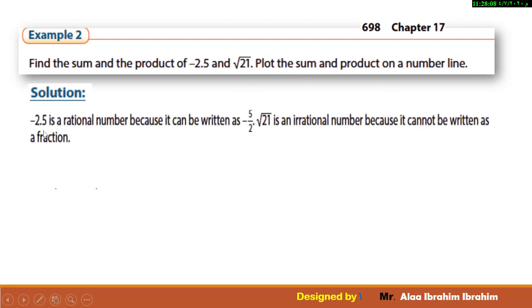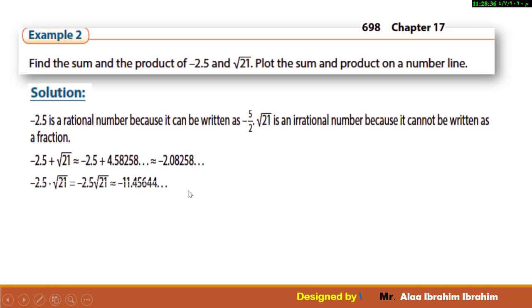We start with negative 2.5, which is a rational number. It can be written as negative 5 over 2, in the simplest form. Root 21 is an irrational number. We can't write this as a fraction. If we write it out, we will have a number without end, because there's no end for this. I told you this before. So the sum, as an infinite decimal like this, is also irrational.